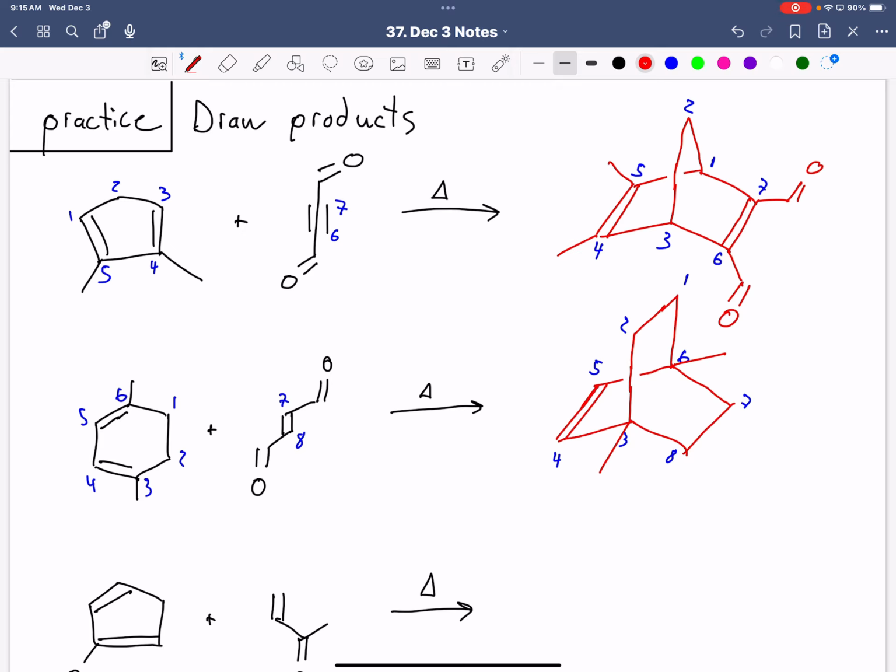I need my methyl groups from the diene. And these were trans, so they've got to be opposite each other. We don't use wedge or hashed wedge on the perspective drawing. I go straight down if it's on a hash. And I kind of just pitch upward if it's on a wedge.